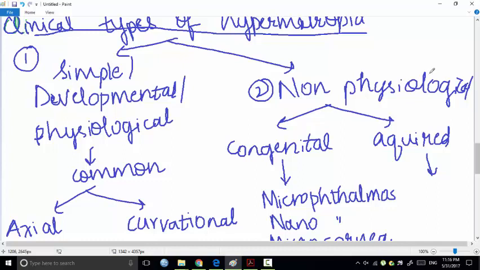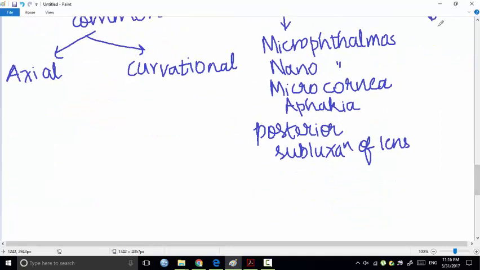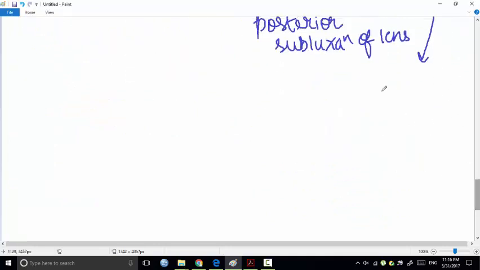Now coming to acquired causes of non-physiological hypermetropia, there are different types. Let me write it down. It's really many, so I'll write it somewhere here. I'll end today's class with this. One is index hypermetropia.